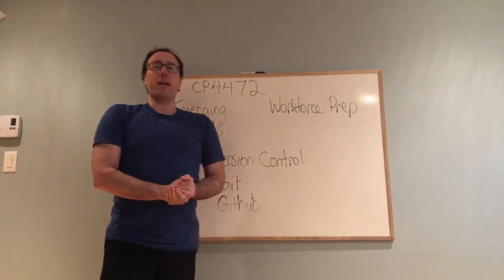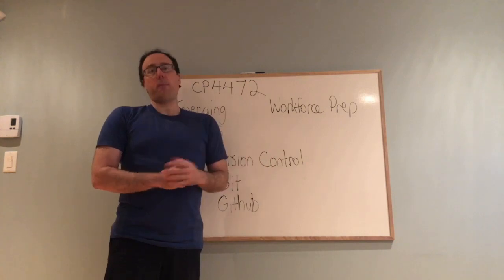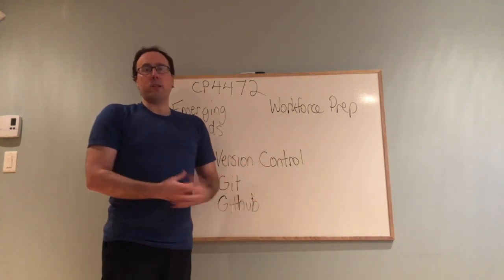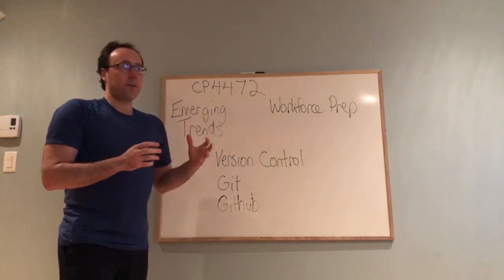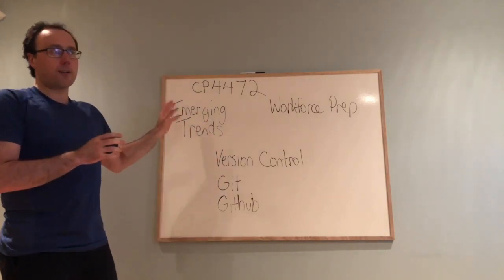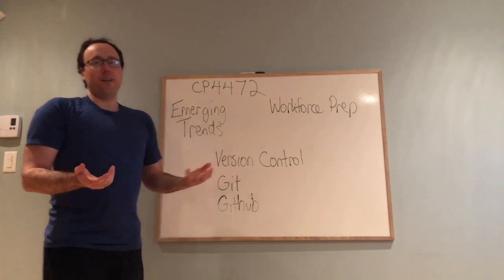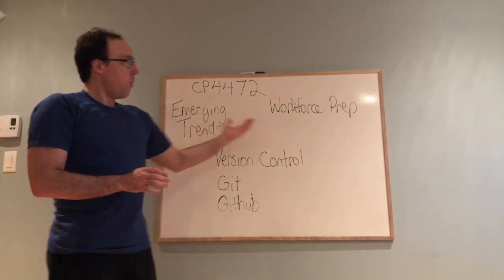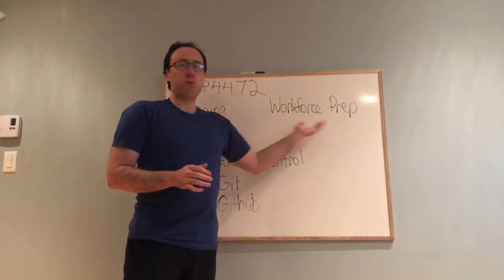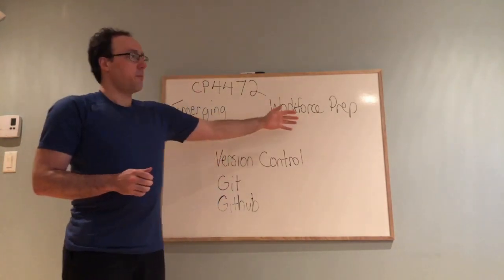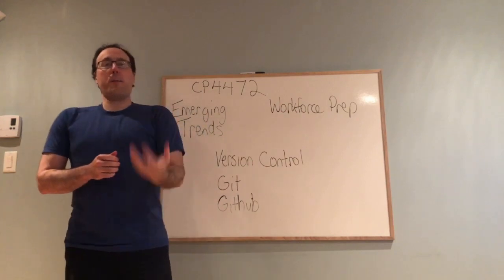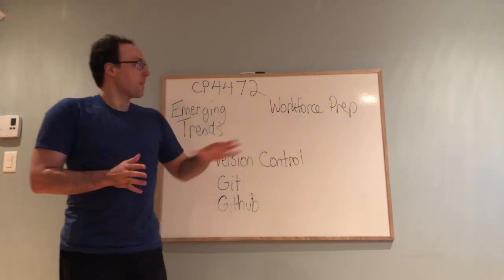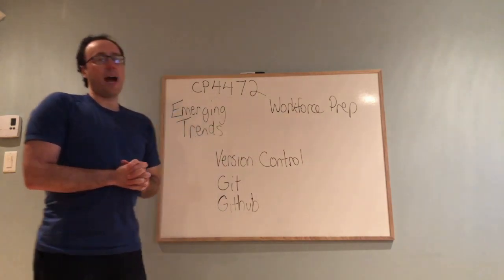So I've emailed everybody an outline for some of the topics I'm going to be looking at covering. And the topics fall into one of two categories. They're either going to be an emerging trend category, which basically I'm going to use as a programming category, or it could be a workforce prep item. So that could be something like a resume, or preparing for a job interview, or working on your LinkedIn profile. These things would be included under that category.